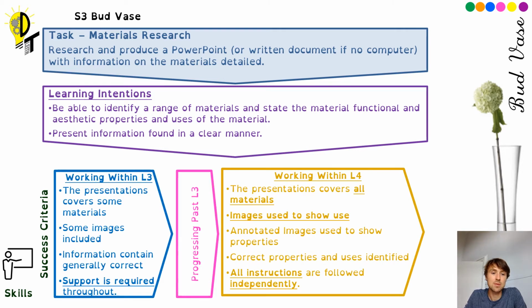Working within level 3, the presentation covers some materials. Some images are included and information is generally correct there. Working on level 4, we've got a presentation that covers all the materials, which we're ideally looking for from everyone. Images used to show use of the materials, annotated images used to show properties, and we've got some examples of that there, and we've got the correct properties and uses identified.